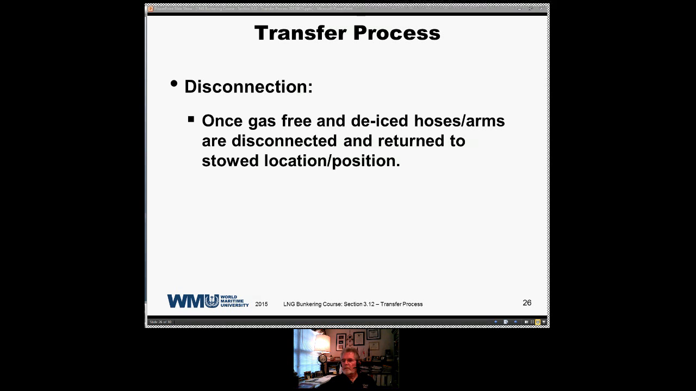which is always going to be conducted between the terminal and the vessel, or between the vessel and the bunker supplier. Going to go through a checklist, make sure everything that is secured has been properly secured.